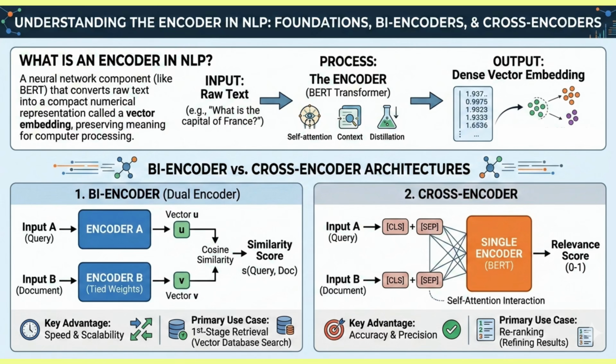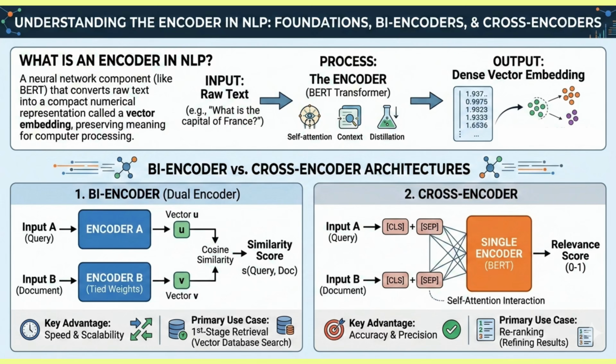Since every query document pair must be passed through the full model in real time to get a score, you cannot pre-compute scores for the entire corpus. This is computationally expensive and slow for large-scale retrieval.